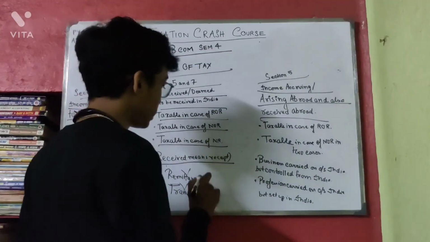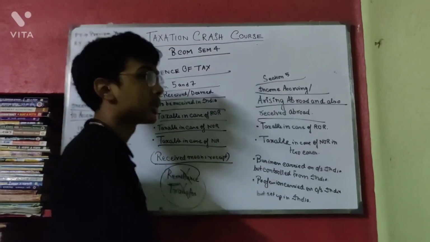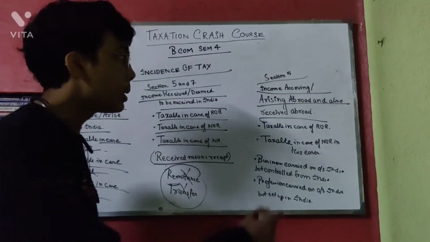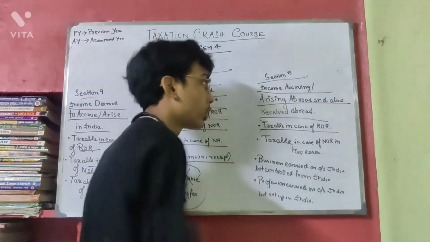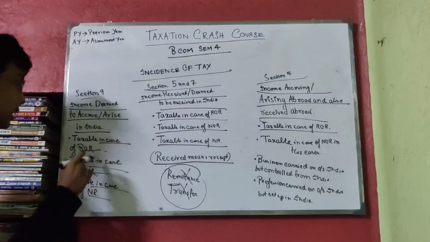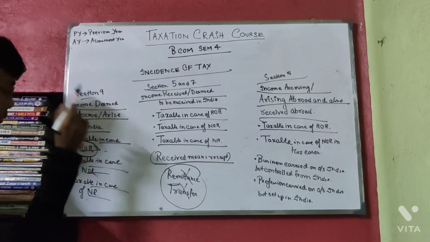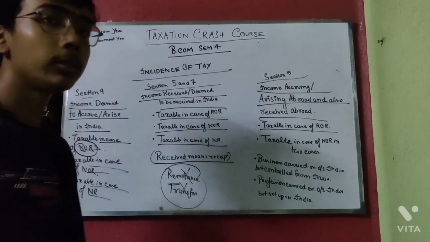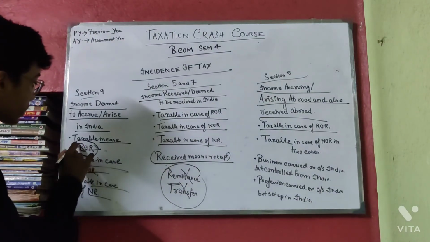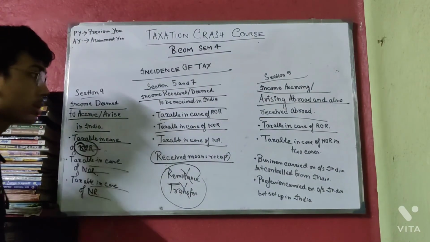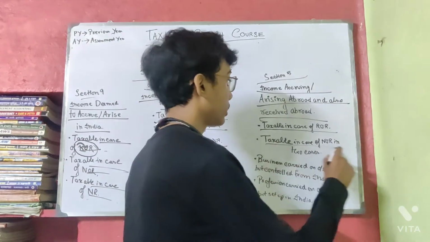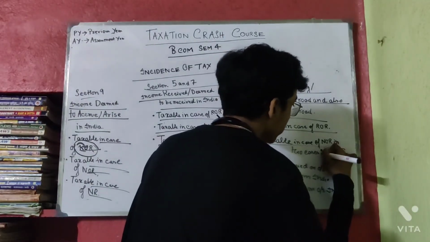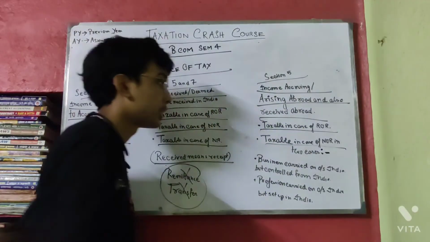So this is over. And in the case of section 5, income accruing or arising from abroad and also received abroad will be taxable in case of resident and ordinary resident. Remember one thing, in case of resident and ordinary resident, everything will be taxable except agricultural income. Everything will be taxable in the case of ROR. And in the case of NOR, it is taxable in two cases.